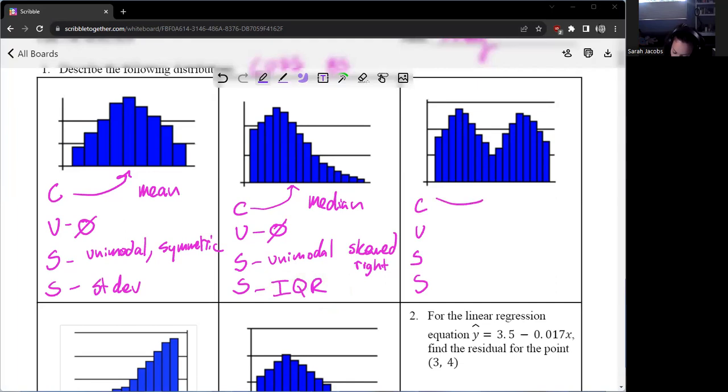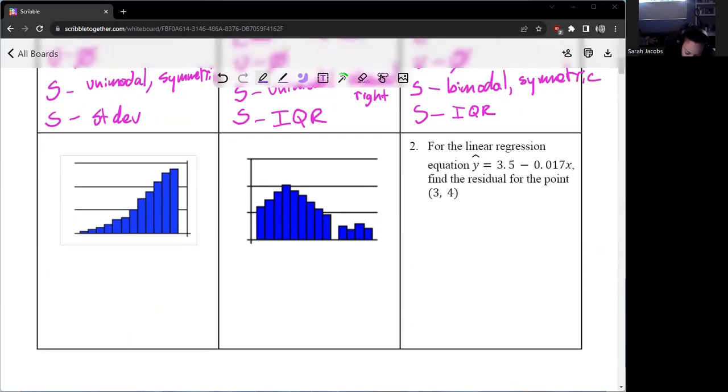Again, we've got center right here in the middle. Unusuals don't seem to be any. This shape is bimodal, right? Like a bicycle, there's two bumps. And it's still relatively symmetric. And then for spread, I think you could really use either one here. IQR might be a little better because it's not unimodal, and so probably median here, but really I think you can make the case either way.